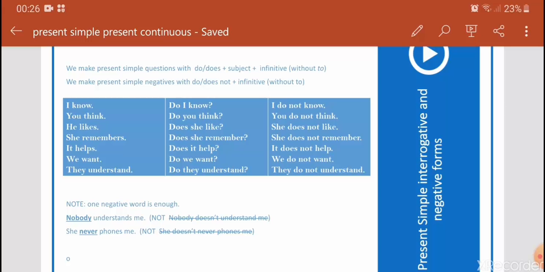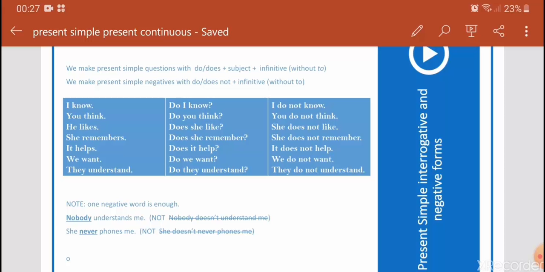I know, do I know, I don't know. You think, do you think, you do not think. He likes, does he like, she does not like. She remembers, does she remember, she does not remember. It helps, does it help, it does not help. We want, do we want, we do not want.